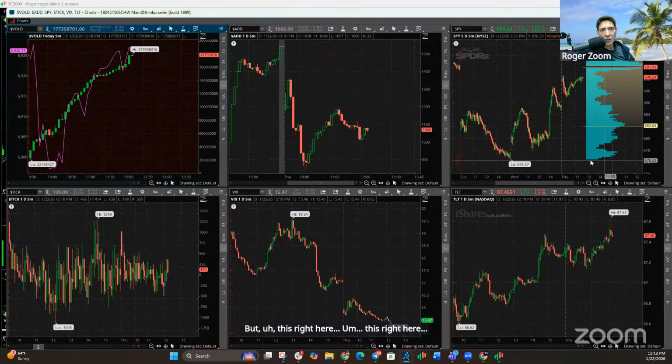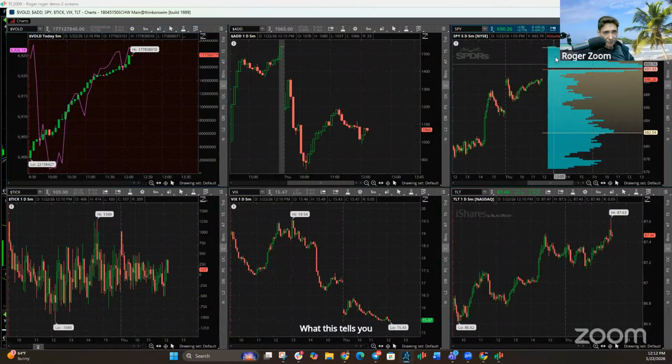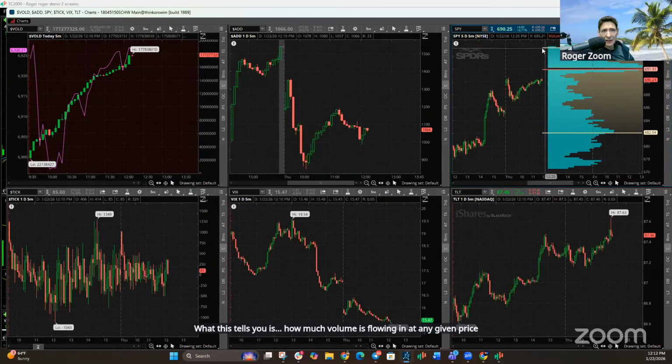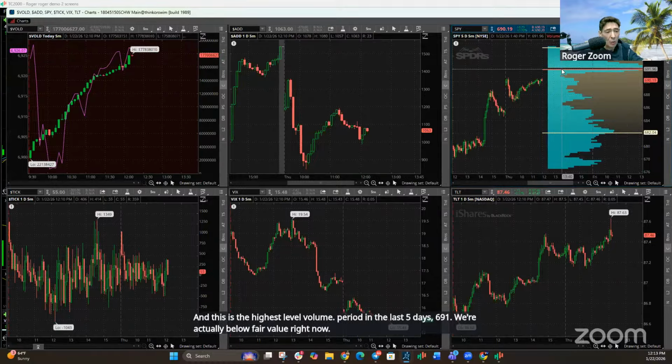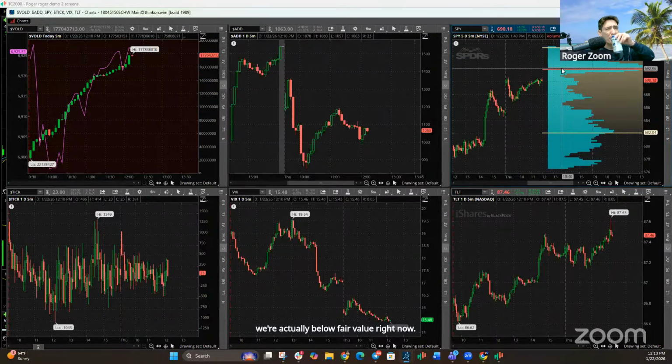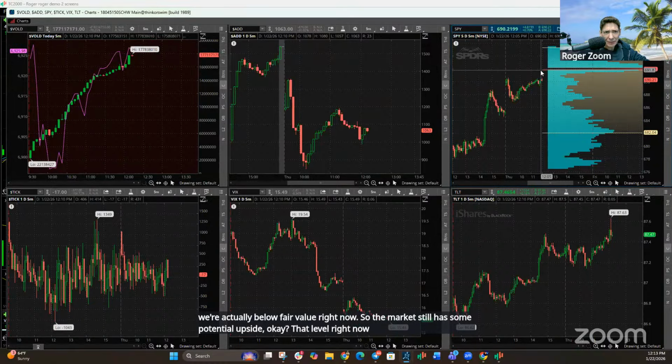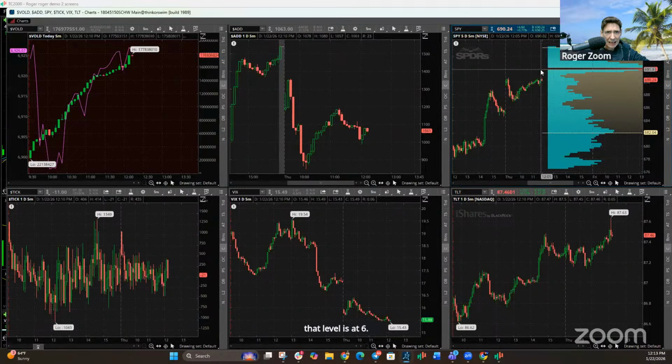is point of control. What this tells you is how much volume is flowing in at any given price level. This right here, you see the white areas? That's 70% of the volume, okay, over the last 5 days. And this is the highest level volume period in the last 5 days, 691. We're actually below fair value right now. So the market still has some potential upside, okay? That level right now, and I think this level is going to start shifting pretty soon. But for now, that level is at 691.90.